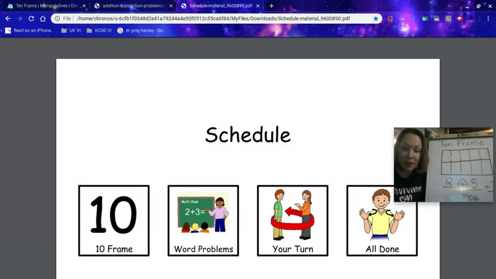on a 10 frame. And then next week, we're going to come back and we're going to review it again and see if we can move on to something a little bit harder, which is where we would have gone if we were still at school.